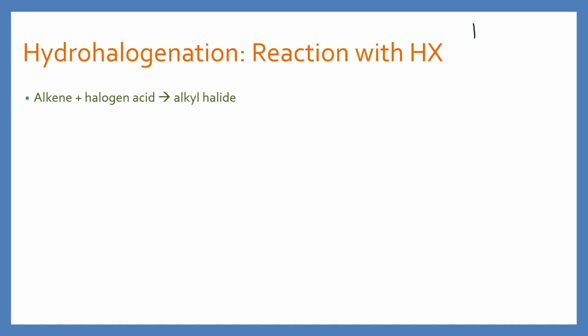HX could be hydrochloric acid, hydrobromic acid, or hydroiodic acid. In this reaction, you'll see that an alkene plus a halogen acid forms what we call an alkyl halide. This is an alkyl group that has a halogen substituting one of the carbons. So let's look at how this reaction works.